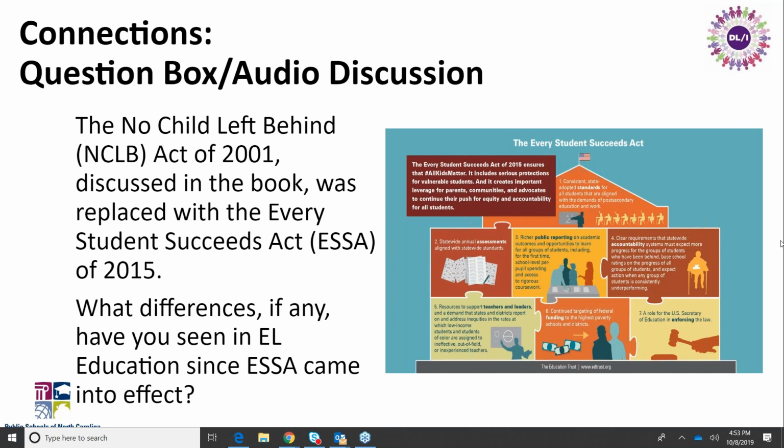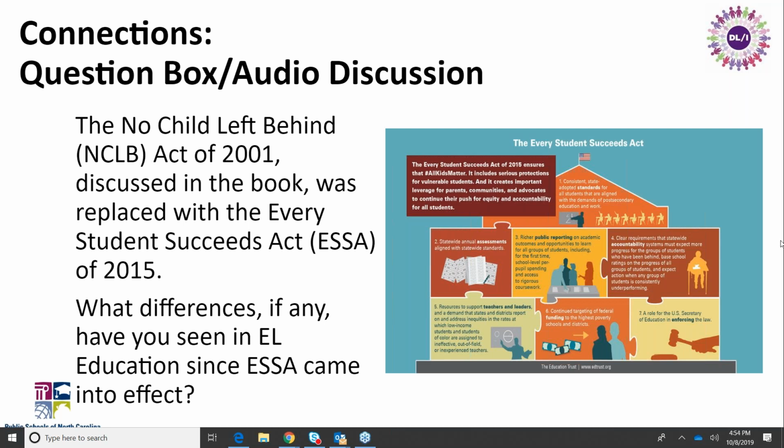We do have one person, Catherine. We have 4 Catherines, by the way. Some can be spelled with a C and some with a K. Say that the EL subgroups count for testing. And that's one of the differences she's seen with the ESSA.